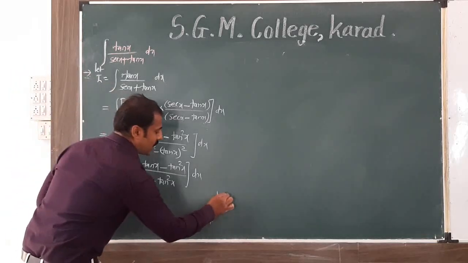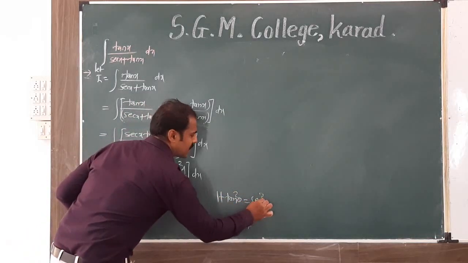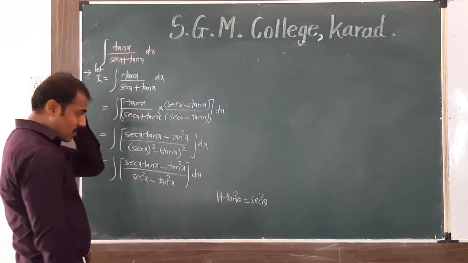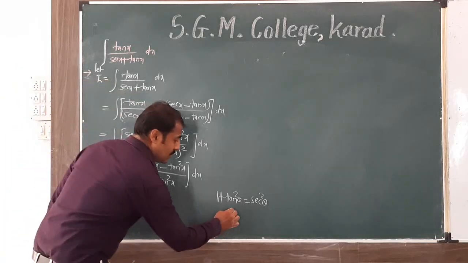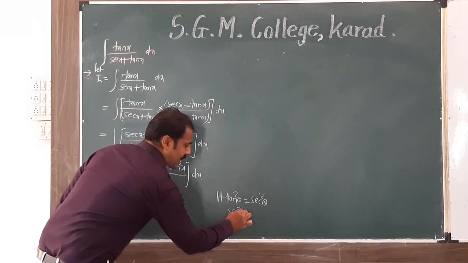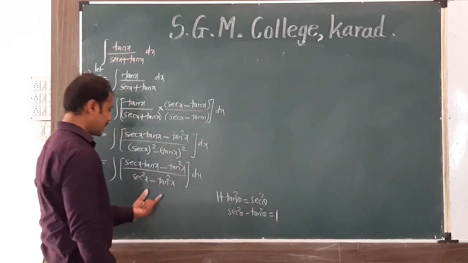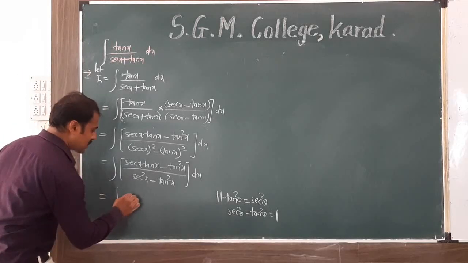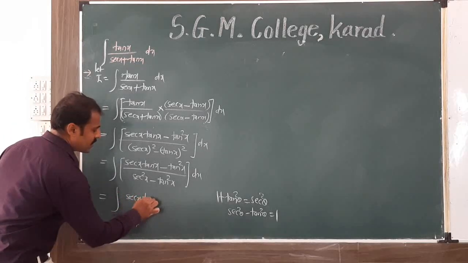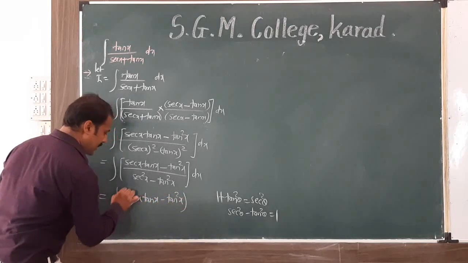Since 1 plus tan square theta is equal to sec square theta, yes, we know 1 plus tan square theta is equal to sec square theta. So sec square theta minus tan square theta is equal to 1. So sec square x minus tan square x is equal to 1. So the integration becomes sec x into tan x minus tan square x divided by 1.